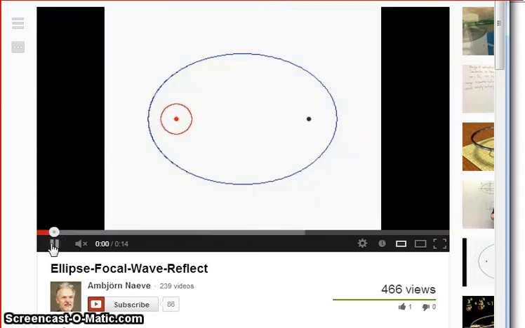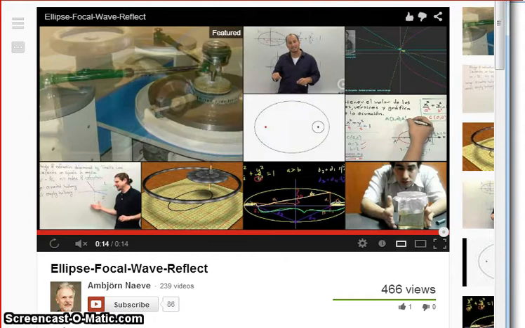Here we go. So there it goes. This energy comes out of the red one, and all of it centers back onto the black one. It can go back and forth, back and forth, back and forth. So this characteristic has been manipulated for human use.